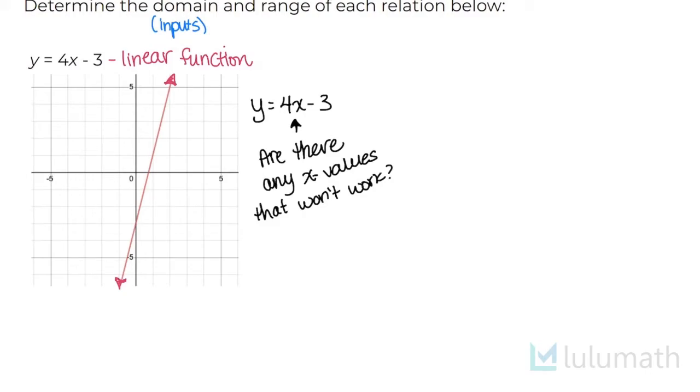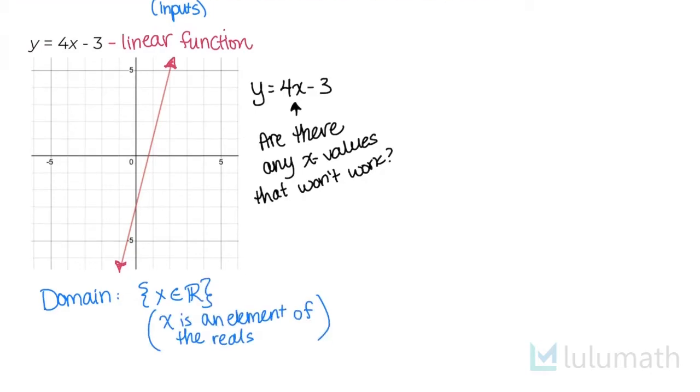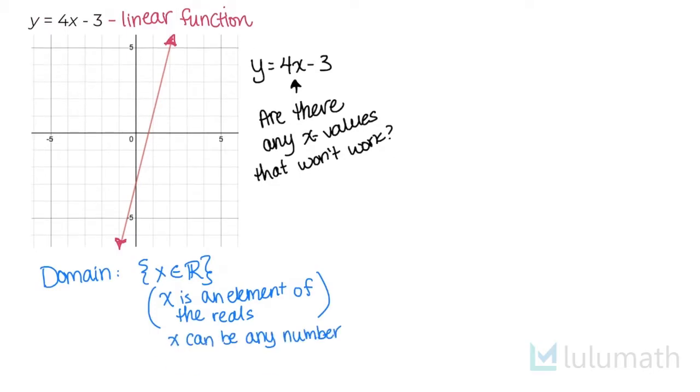Also, because my graph goes forever in both directions, there is no end limit on the left side and there's no end limit on the right side. I can continue to go further and further left and further right. So therefore, my domain here is all possible values. So we're going to say the notation is x is an element of the reals. Essentially, what this means is x can be any number from -infinity to +infinity.